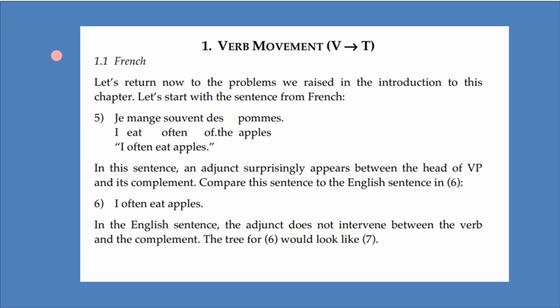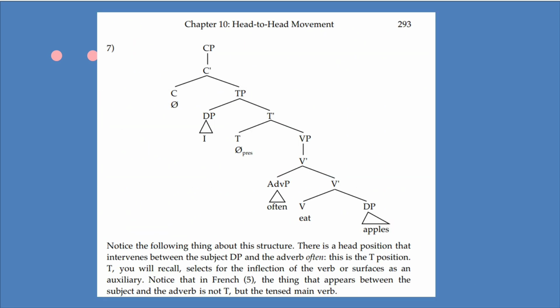The tree for number 6 would look like number 7. Notice the following thing about this structure. There is a head position that intervenes between the subject DP and the adverb often. This is the T position. T, you will recall, selects for the inflection of the verb or surfaces as an auxiliary.